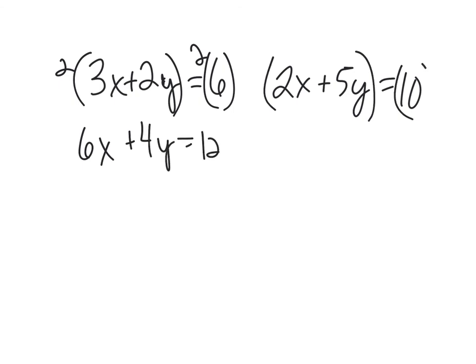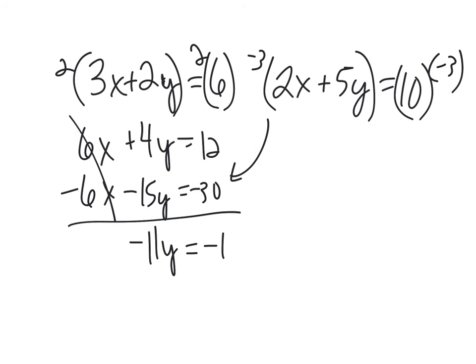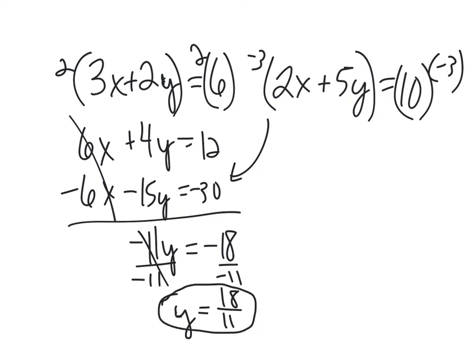Now remember, the second one needs to be the opposite. So if that was 6, our other one needs to be a -6. So we could multiply by -3. So it'd be -6x minus 15y equals -30. If we combine those together, then the x's cancel. We got -11y equals -18. So we divide by -11, and negative divided by negative is positive, so that'd be 18/11. I'm just going to leave it as 18/11.